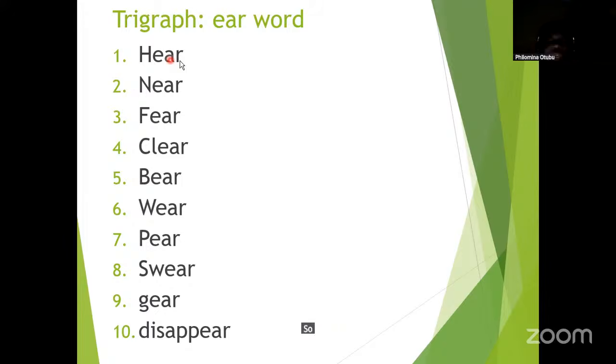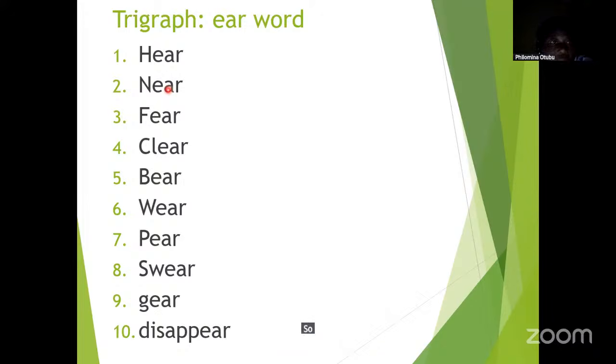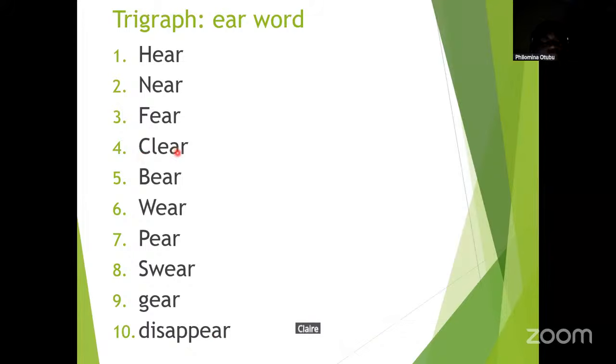So hear simply means to hear someone. Oh, you can hear me. Oh, no, I can't hear you. I can hear you. To hear someone speak. Then we have near, when something is close to you. I'm near your house. I'm already near your house. Or I'm near to the mall. Then fear, when someone is afraid. Then we have clear. For something to be clear, for you to see something fully, properly.